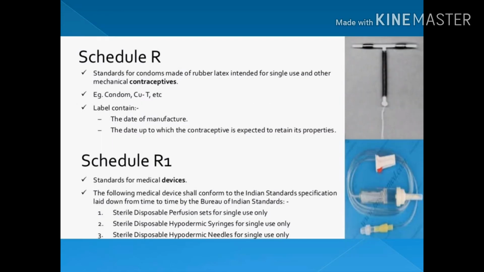Schedule R contains the standards for condoms made of rubber latex intended for single use and other mechanical contraceptives. Example: condom, copper T, etc. These should have a label with the date of manufacture and the date up to which the contraceptive is expected to retain its property.